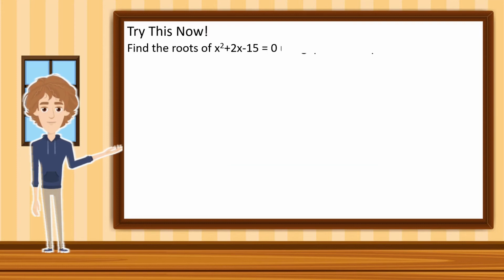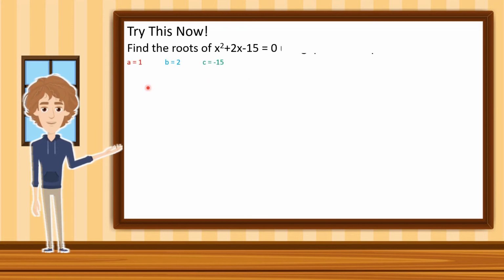Okay. Now to test your learning, try this now. Find the roots of x squared plus 2x minus 15 is equal to 0 using the quadratic formula. You may pause this video while answering, and then if you got the answer, you may play it again. So we are going to answer it now.